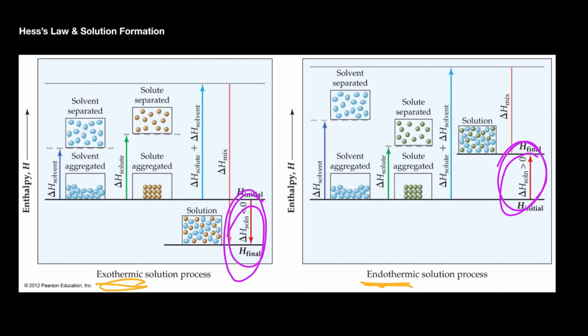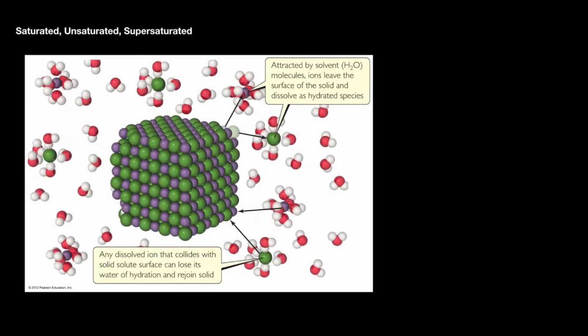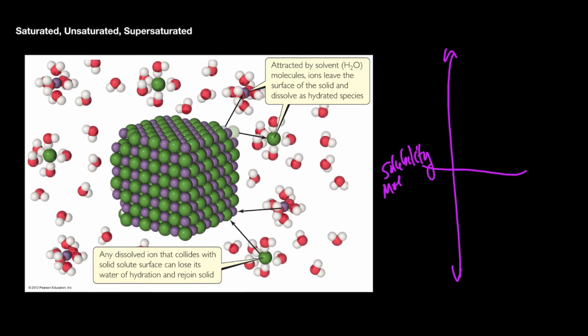Okay. Saturated, unsaturated, supersaturated. We haven't talked about equilibrium formally yet, but it is very important. Let's say we have a spectrum here where this is solubility. That's the solubility of a compound measured in either molarity, so moles per liter, or often in grams per 100 mL. That is the solubility limit of a given substance.